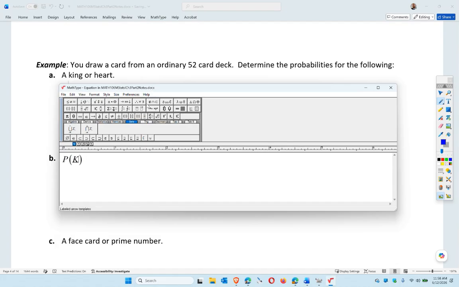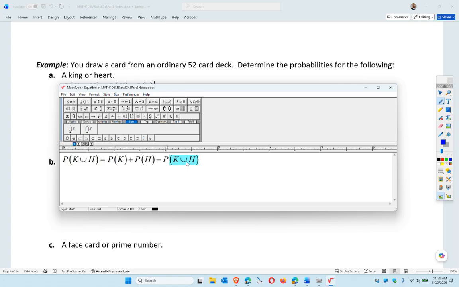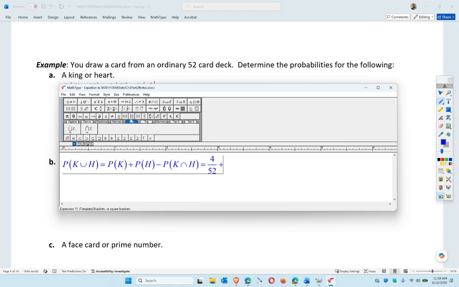So this is the probability of a king or a heart, which is the probability of a king plus the probability of a heart. And you always have to subtract out the overlap, so I'll just copy that and put an AND there. Even if there's not an overlap, you can still put the AND, just make it 0, you know what I'm saying? Okay, so what's the probability of being a king? Well, there are 4 kings in the deck. In hearts, there are 13 in the deck.